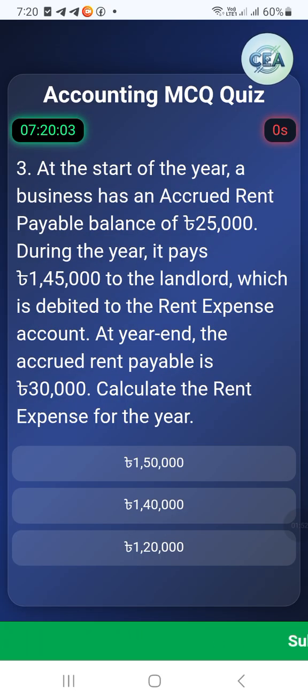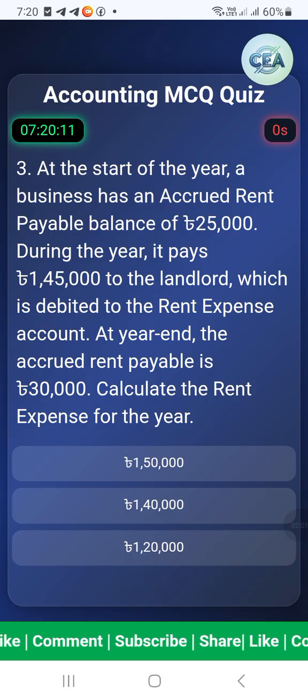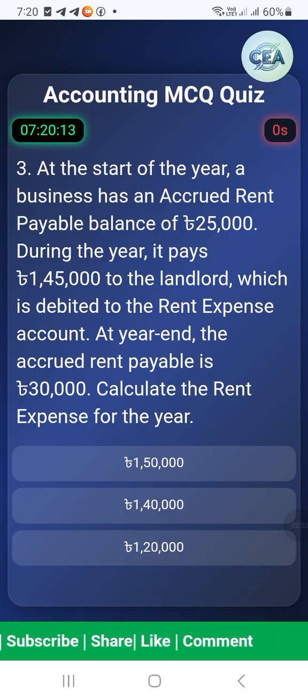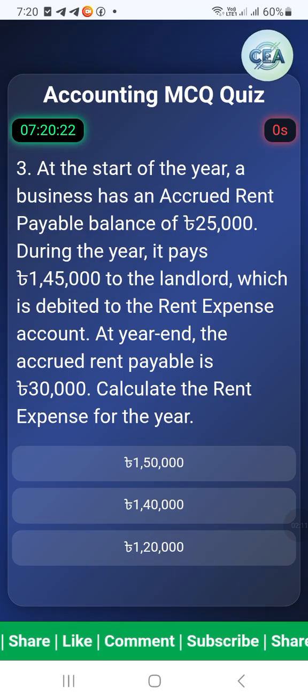3. At the start of the year, a business has an accrued rent payable balance of 25,000 takas. During the year, it pays 145,000 takas to the landlord, which is debited to the rent expense account. At year-end, the accrued rent payable is 30,000 takas. Calculate the rent expense for the year.